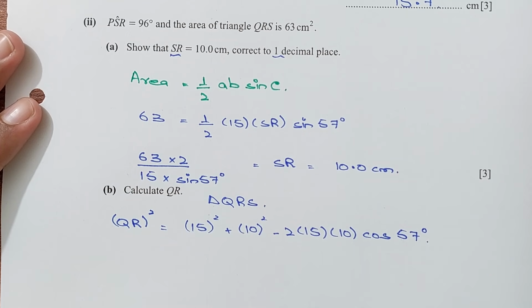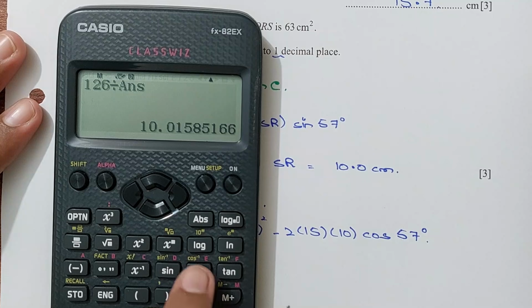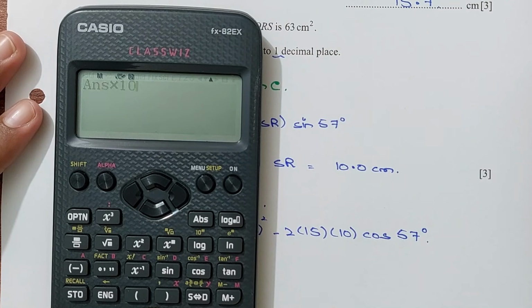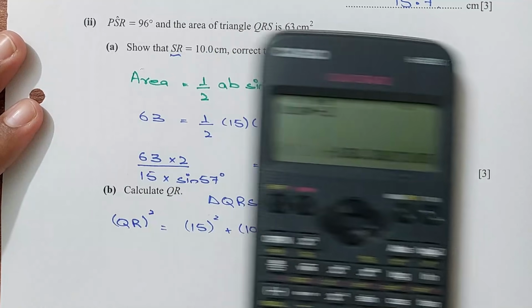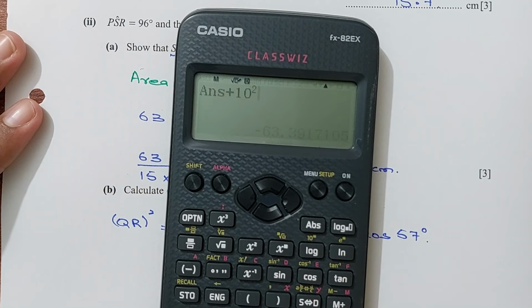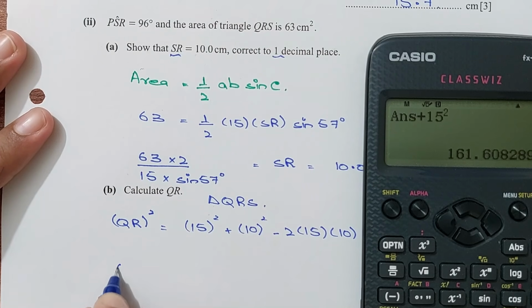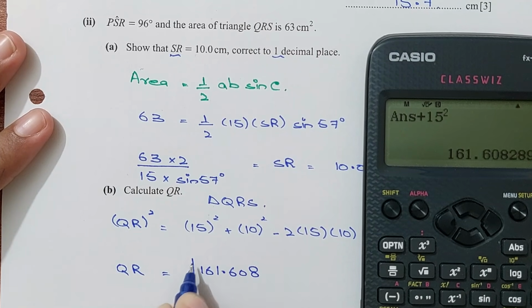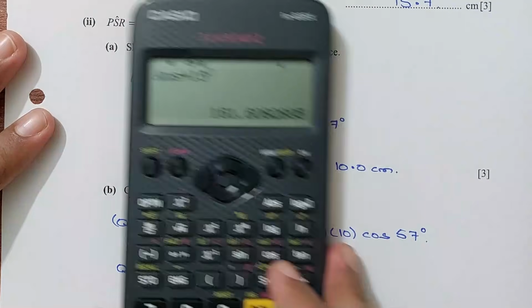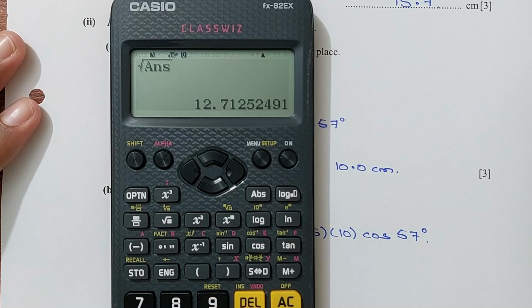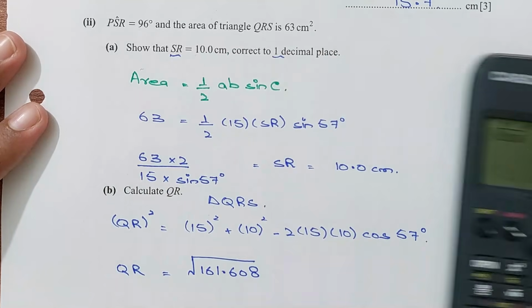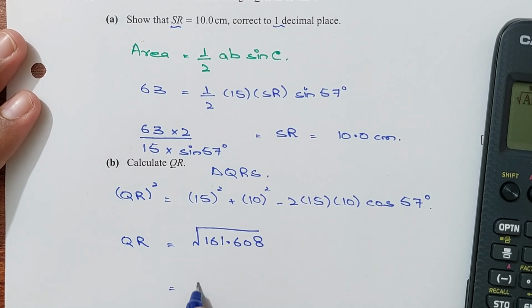Okay, let me simplify the right hand side. Cos 57 times 15 times 10 times negative 2, then add 10 square and 15 square, is this. So QR is the square root of 161.608, right? Square root of the answer is 12.7 centimeter.